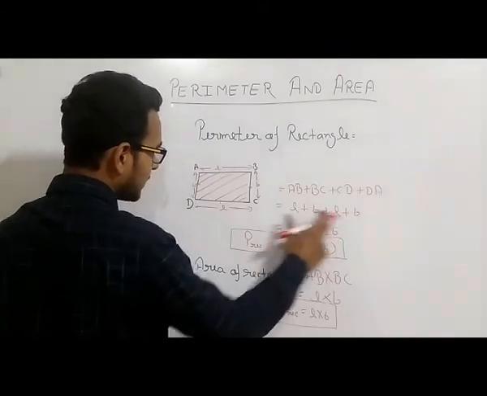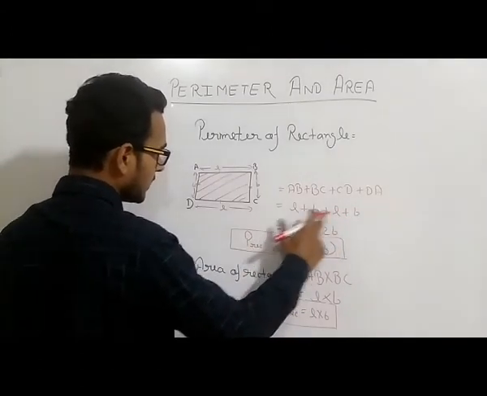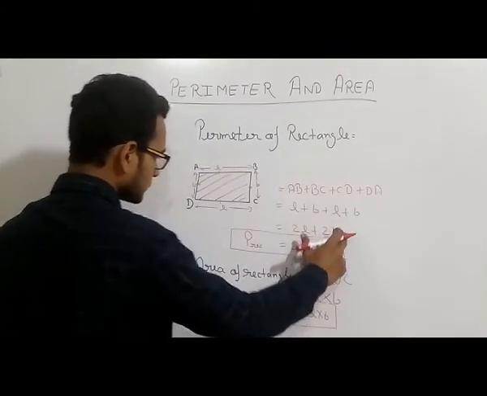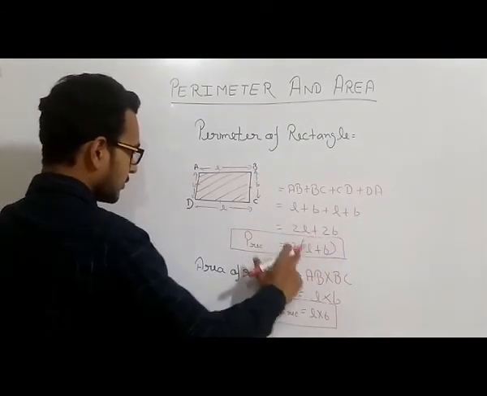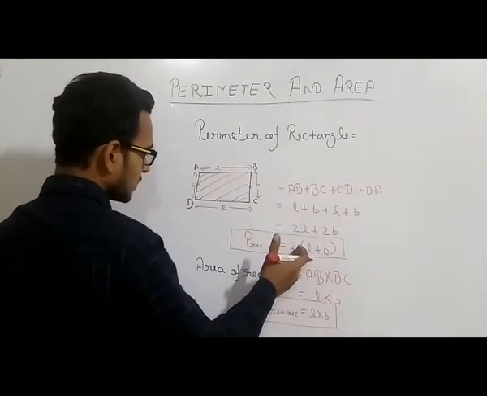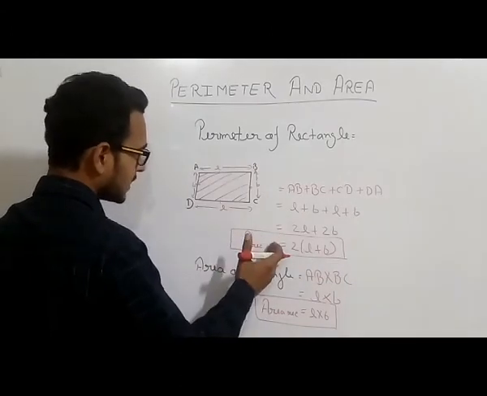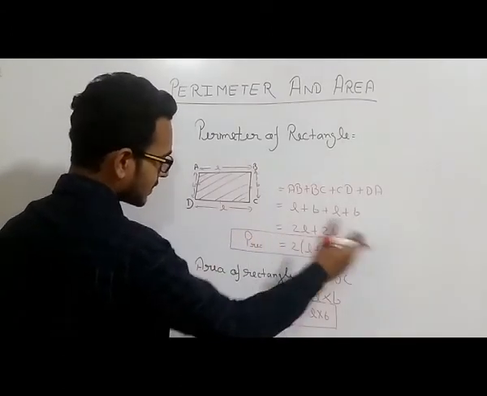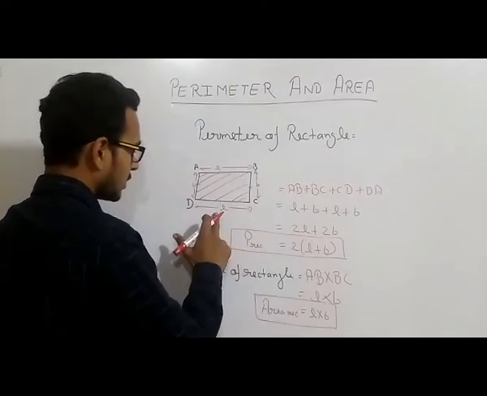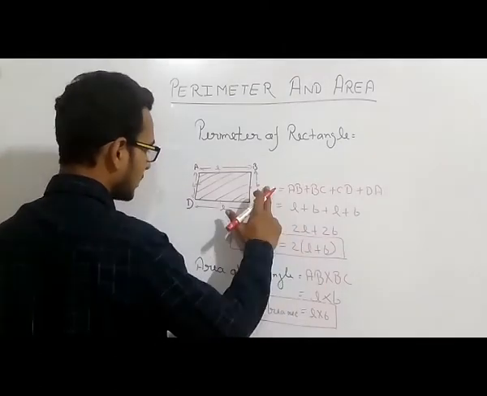Here L plus L becomes 2L, B plus B becomes 2B. Take 2 as common from L and B, so the perimeter of a rectangle becomes 2 into length plus breadth. Here L is the length of the rectangle and B is the breadth of the rectangle.